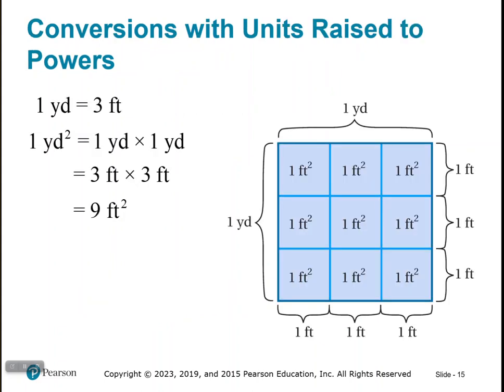All right, but what if we're raised to powers? Well, 1 yard is 3 feet. Here's 1 foot, 2 feet, 3 feet. 1 yard again is 1 foot, 2 feet, 3 feet. So when I have 1 square yard, I make a square, length 1 yard on every side. It turns out that that will be 1, 2, 3, 4, 5, 6, 7, 8, 9 square feet, right? There's 9 little squares inside of it.